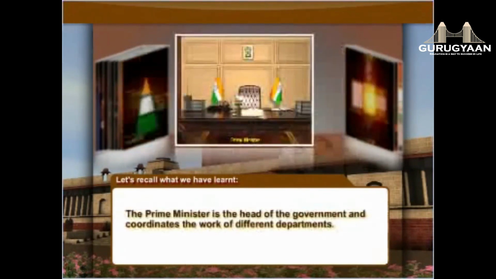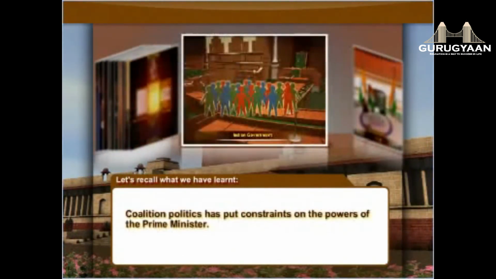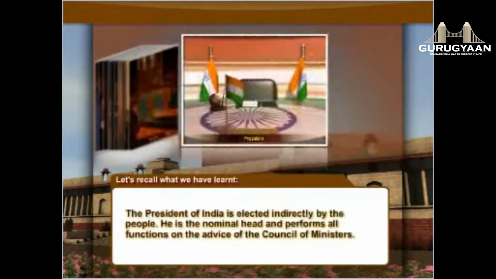The Prime Minister is the head of the government and coordinates the work of different departments. The Prime Minister also assigns portfolios to different ministers and has the power to dismiss them. Coalition politics has put constraints on the powers of the Prime Minister. The President of India is elected indirectly by the people. He is the nominal head and performs all functions on the advice of the Council of Ministers.